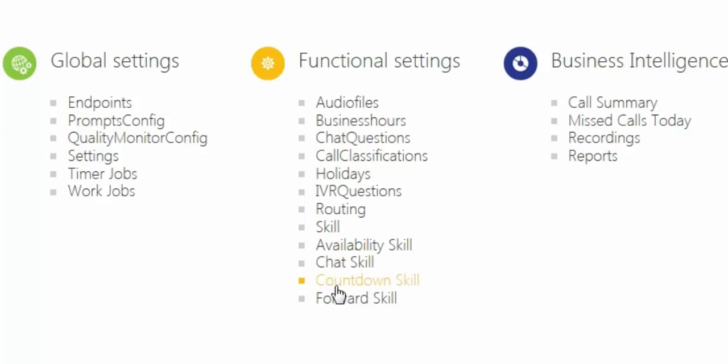Next, we have the countdown skill. The countdown skill adds a timer to a default skill. For example, you can set up that only agents with a score of 100 should be hunted the first minute. After 1 minute, you can add more agents depending on the score. When the countdown ends, you can also choose to forward it to another skill, for example, the forward skill. The forward skill is a default skill which forwards the customer to either a phone number, a link address, or Exchange UM.